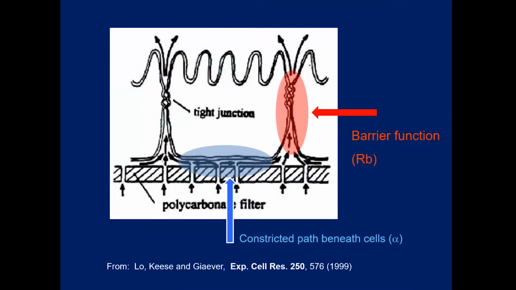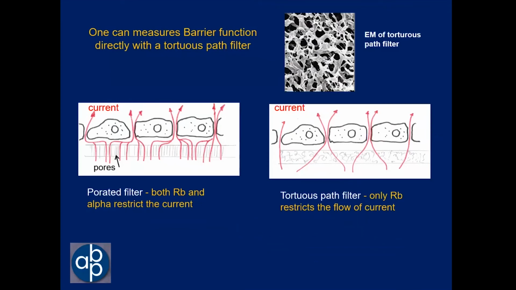If the barrier function is high, as it is in most epithelial cells with tight junctions, you can pretty much ignore this space. But when you're dealing with endothelial cells with weak barrier function, the contribution of this path under the cell can be significant. Fortunately, there's a model that we published a number of years ago that will let you separate these two.